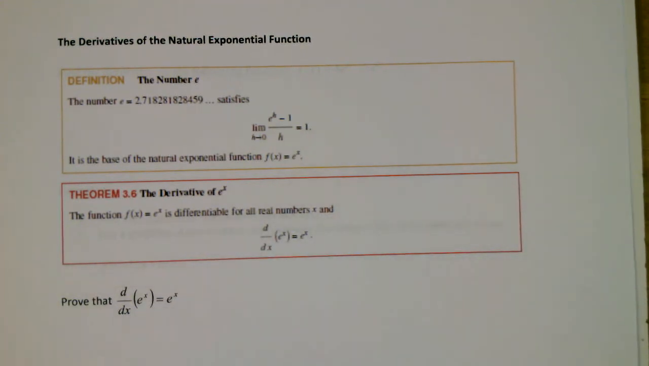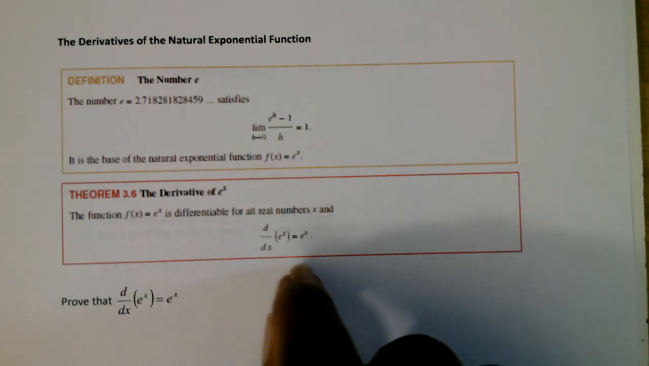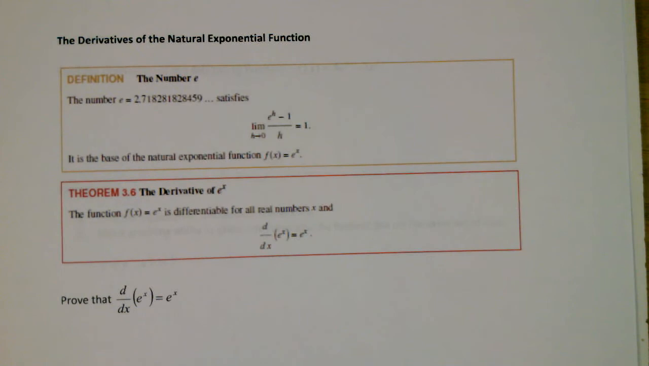Now, the derivative of e to the x is this. The function f of x equals e to the x is differentiable for all real numbers x, and the derivative of e to the x is simply e to the x. This right here is the simplest derivative that you will ever take. The derivative of e to the x is e to the x.